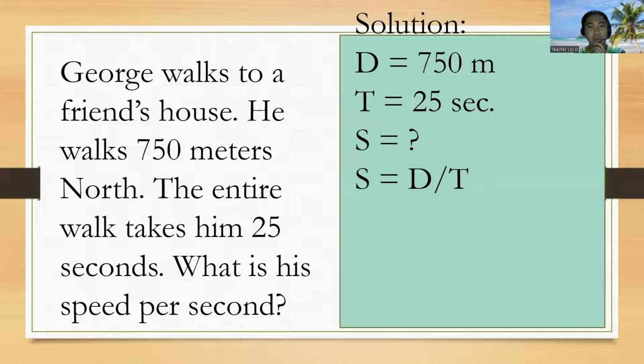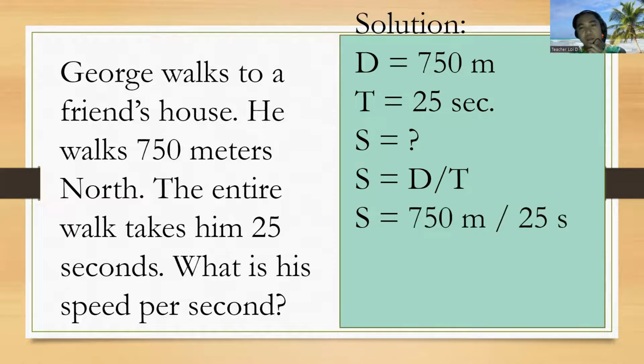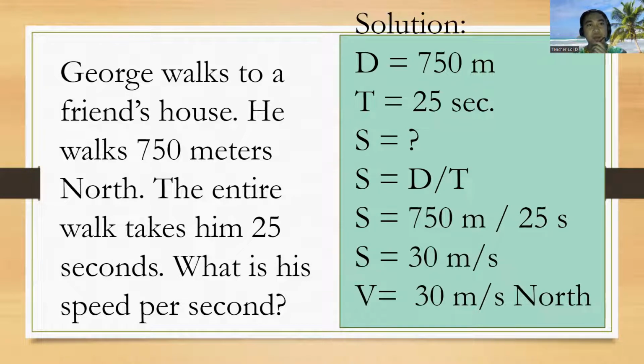Okay, so speed is equal to distance over time. So same formula lang po yung gagamitin natin in finding the velocity. Okay, velocity is equal to distance over time with a direction. So speed is equal to 750 meters divided by 25 seconds. So the answer is 30 meter per second. Yun yung speed natin. Pero hinahanap natin dito ay velocity. So with direction. So 30 meter per second north. Okay? May direction na kasama.